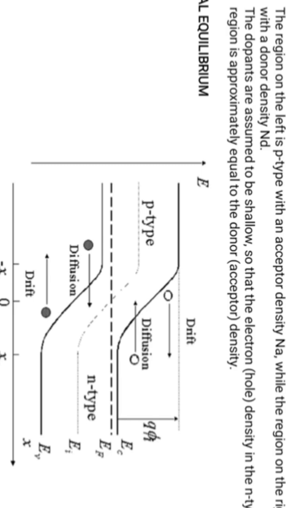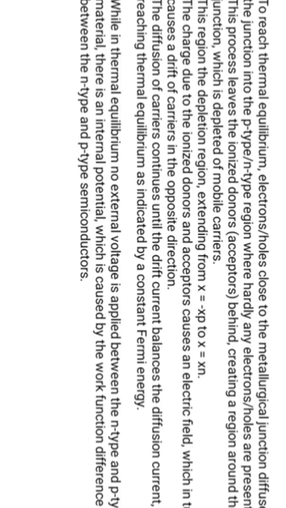So here you can see the drift as well as the diffusion current for both the N-type and the P-type material. There exists some energy gap between the N-type and the P-type, which we call the energy band. To reach thermal equilibrium, these electrons close to the metallurgical junction diffuse across the junction into the p-type and the n-type region.